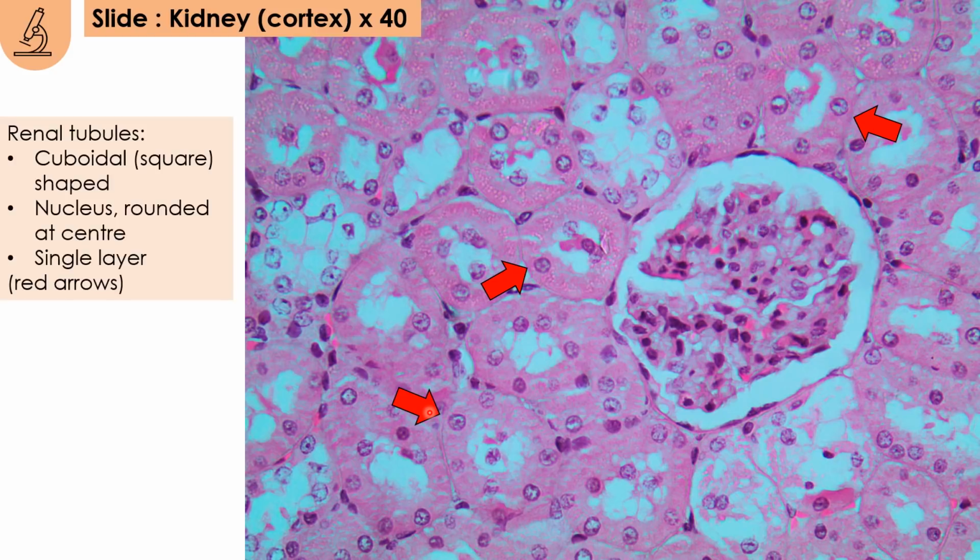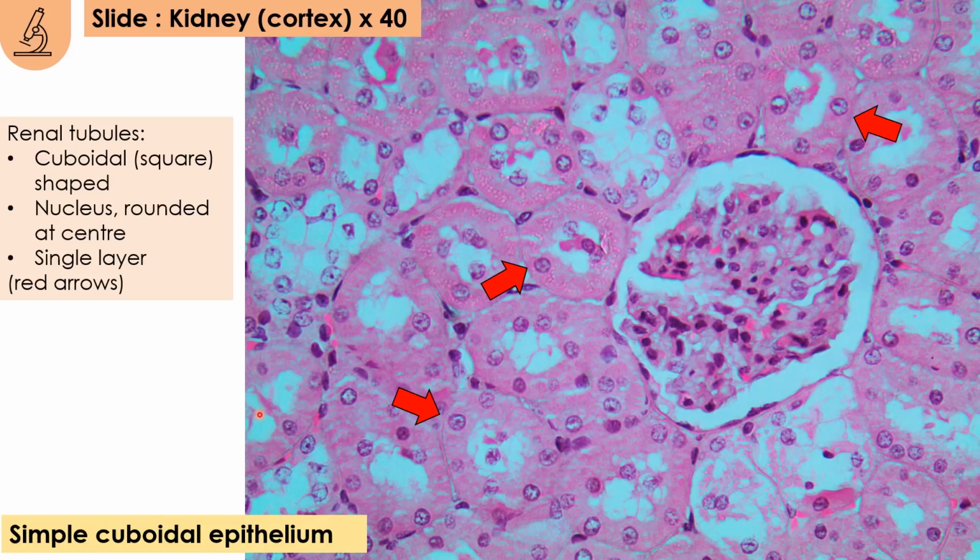So what type of epithelium is this? With cuboidal shape, rounded nucleus at the center, and of course you can see it's just a single layer. So this is simple cuboidal epithelium.